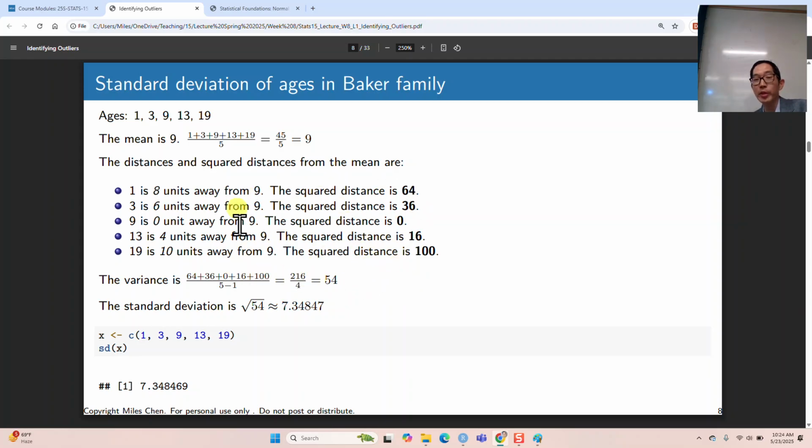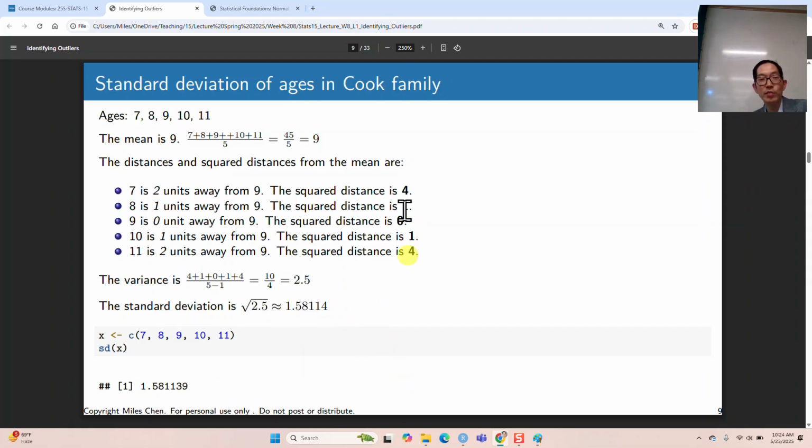You divide by n minus 1. We only have 5 numbers, so we divide by 4, and we get 54. And the standard deviation is going to be 7.348. Again, if I type this into R, 1, 3, 9, 13, 19, and ask for the standard deviation, I get the same number, 7.348. This is the formula for getting that. Same thing for the Cook family. Our standard deviation is much smaller, 1.58.